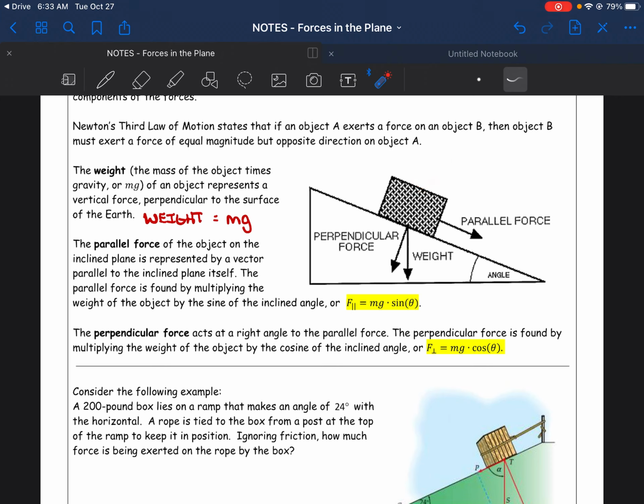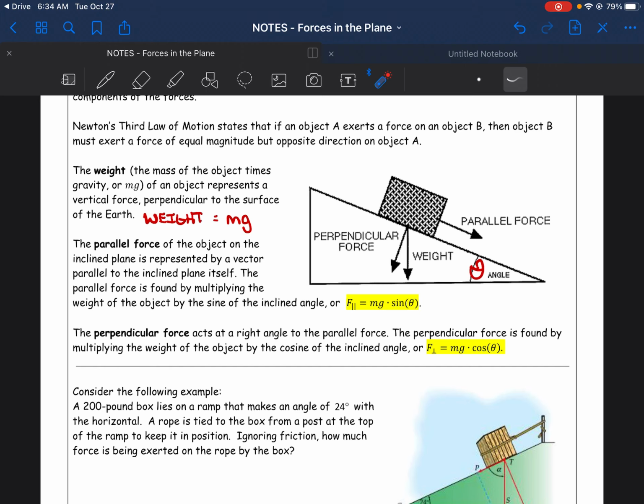So the parallel force of the object on the inclined plane is represented by a vector parallel to the inclined plane itself, of course. The parallel force is found by multiplying the weight of the object by the sine of the inclined angle, or the parallel force is the weight times the sine of theta. Theta being right here, this angle here. Let me go ahead and label that with a theta.